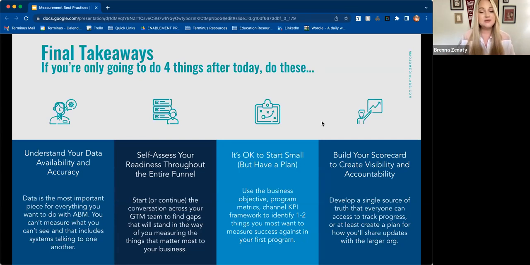And also some advice here would be to build a scorecard to really create visibility and accountability across your team, but also your entire go-to-market team, anyone that's involved in these programs, so that you can really develop a single source of truth that everyone can track against, everyone can access, because without that visibility, it can, again, be really hard to get buy-in and prove that these programs are having an impact to the larger business.